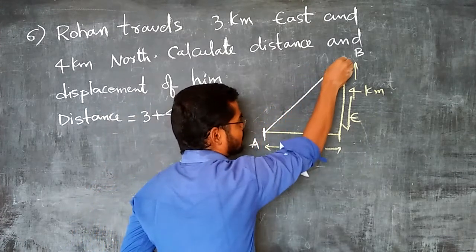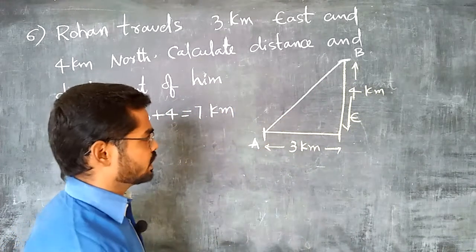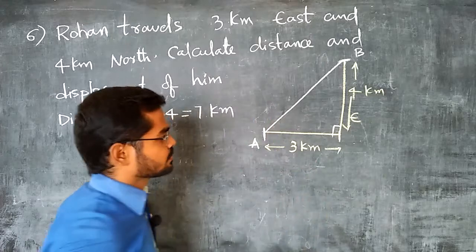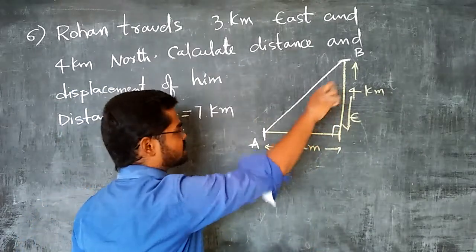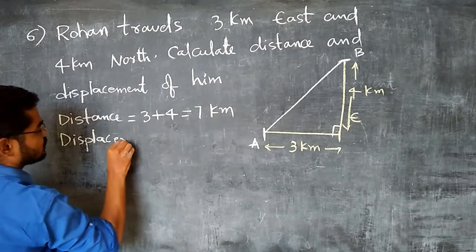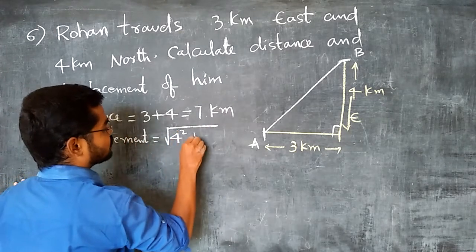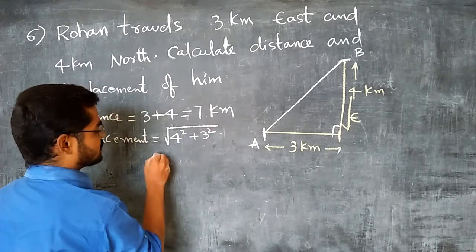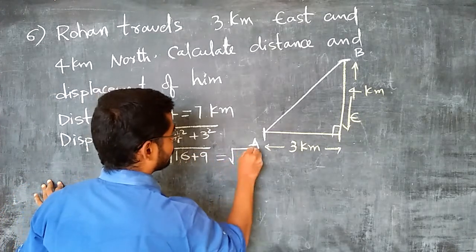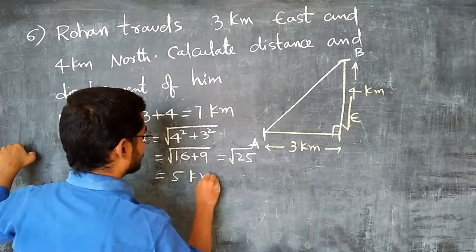as I have discussed in lecture number 2. So join a straight line from the starting point to the final point. So this is perpendicular, this is hypotenuse. Hypotenuse is equal to the square root of base square plus height square, using Pythagoras theorem. So displacement is equal to the root of 4 square plus 3 square. 4 square is 16, 3 square is 9, 16 plus 9 is 25. Root 25 is 5. So 5 kilometers is the displacement.